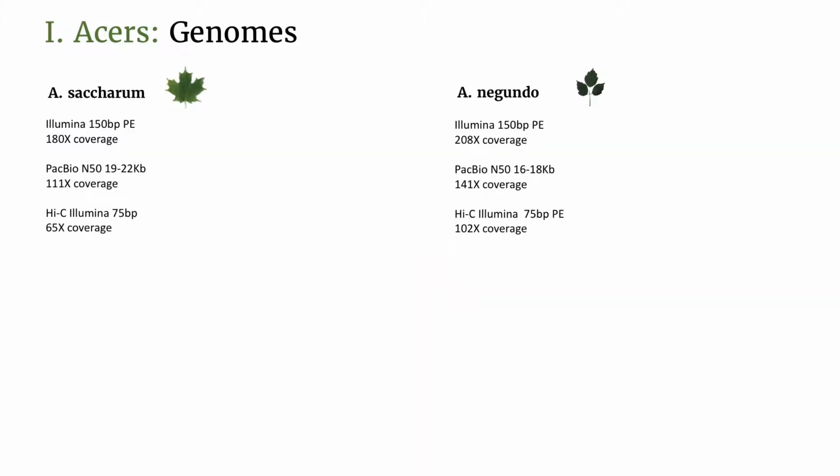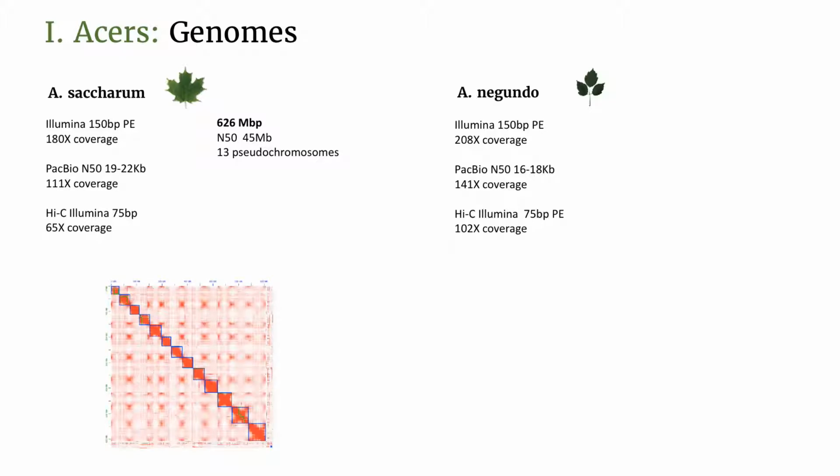For comparison, I made two reference genomes and annotations, starting with very high coverage Illumina and PacBio sequencing. PacBio was used for the draft assembly in Falcon, followed by Hi-C reads for scaffolding. Saccharum is 626 megabase pairs with an N50 of 45 megabases. It's very complete with most of the sequence organized into 13 pseudochromosomes shown here in the Hi-C mapping image.